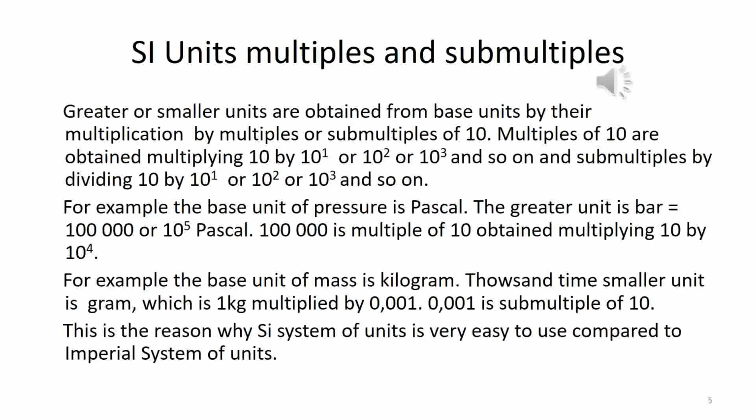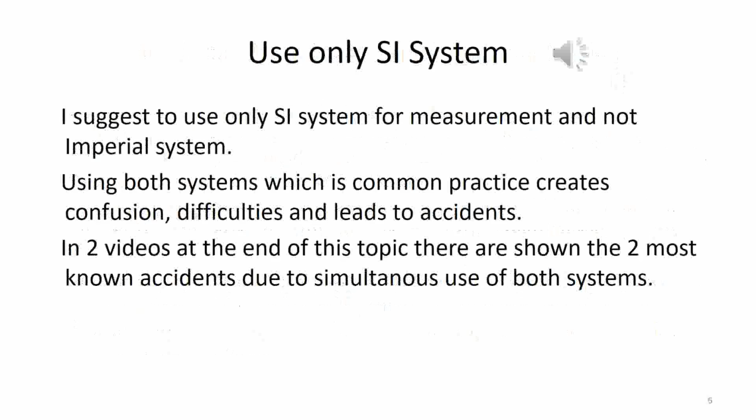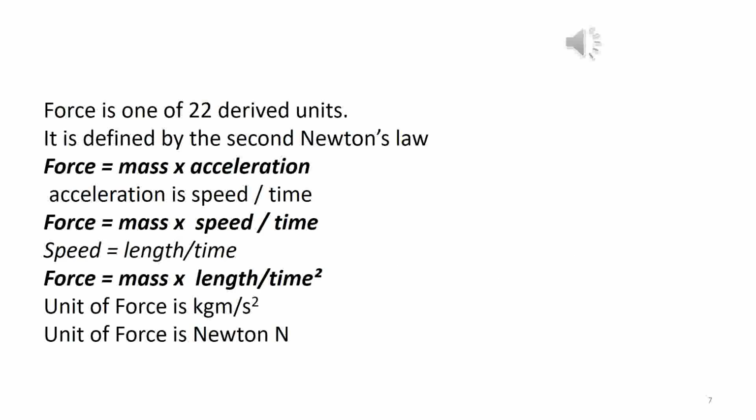This is the reason why SI system of units is very easy to use compared to imperial system of units. I suggest to use only SI system for measurement and not imperial system. Using both systems, which is common practice, creates confusion, difficulties, and leads to accidents. In two videos at the end of this topic, there are shown the two most known accidents due to simultaneous use of both systems. Force is one of 22 derived units.